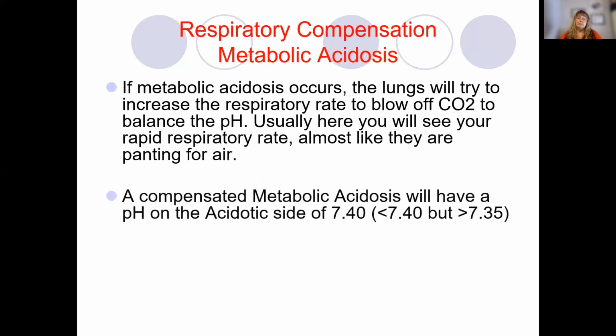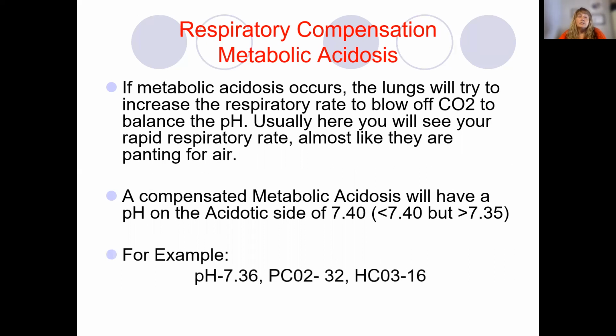A compensated metabolic acidosis will still have a pH that's on the acidotic side of the 7.40. So less than 7.40, but greater than 7.35. For example, a pH of 7.36, PCO2 is low at 32, trying to compensate because the bicarb is low at only 16. So the bicarbonate is too low. There's not enough base for the acid. So the body is trying to excrete some of the carbon dioxide, which is acid, so that the pH is compensated.